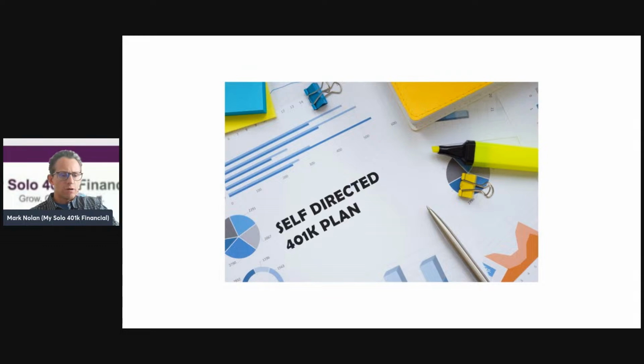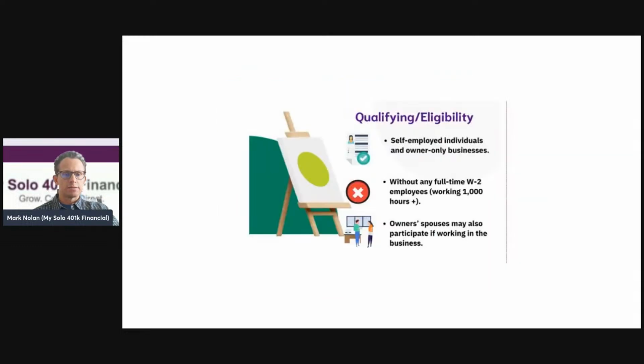So today we're going to cover how the self-directed 401k works, also known as a self-directed solo 401k plan. To qualify for a self-directed 401k, you have to be self-employed. So it's got to be an owner-only business that does not employ any non-owner common law full-time W-2 employees who work 1,000 hours or more in the self-employed business.